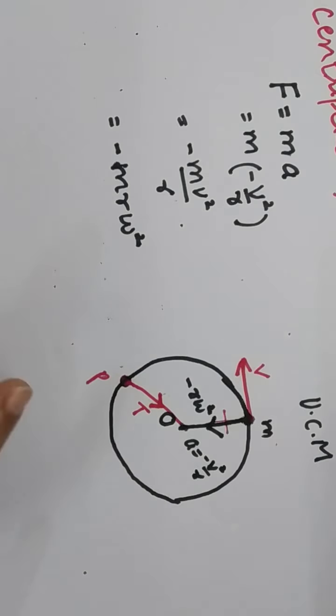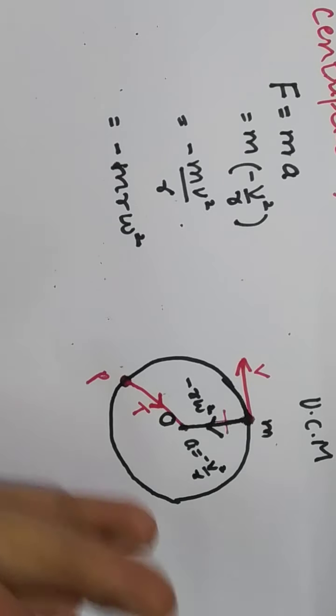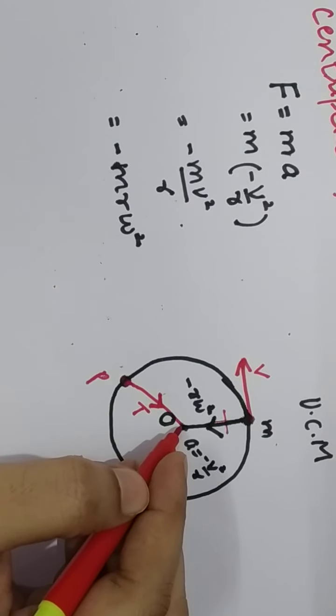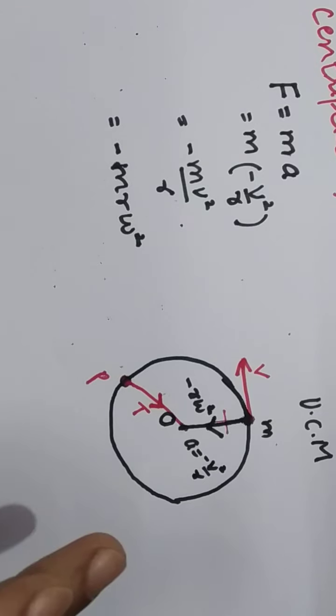Here, which force is going to provide the necessary centripetal force? Obviously, the electrostatic force of attraction between the electron and the positively charged nucleus is going to provide the necessary centripetal force for circular motion.